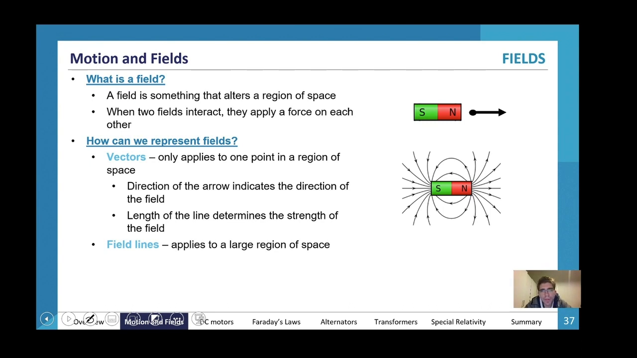How can we represent fields? We represent fields using vectors, which only apply to one point in a region of space. The direction of the arrow indicates the direction of the field. The length of the line determines the strength of the field. Field lines apply to a large region of space.